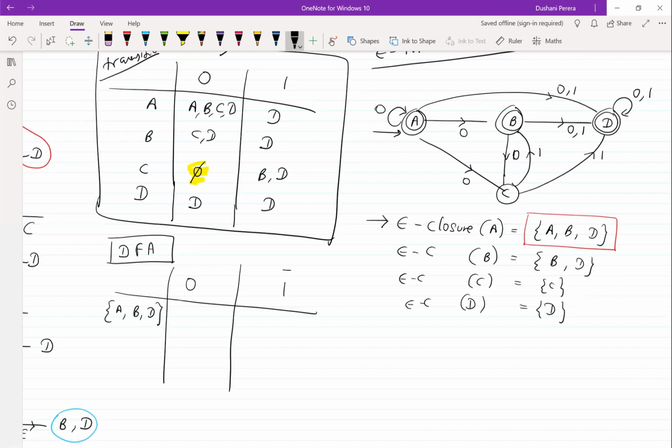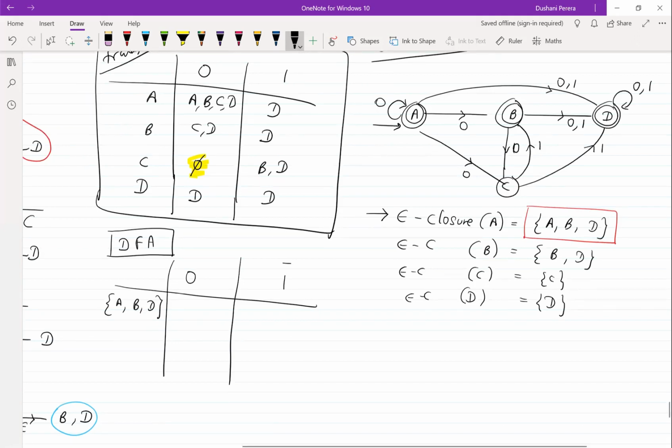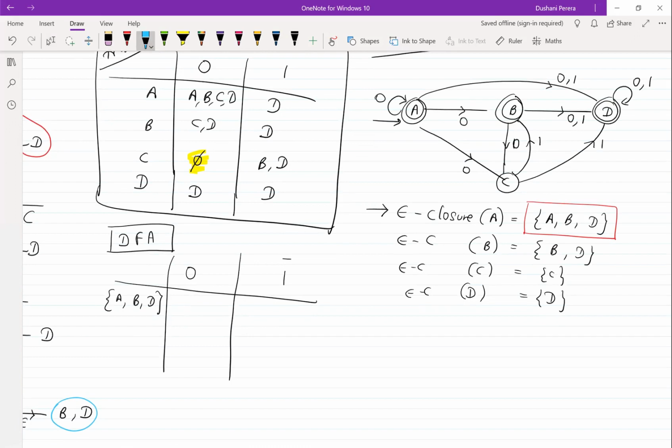Right? And now keep on filling the table just like we did before. Get the unions and all. Okay, so what is A, B, D? These two and this. You have to get the union of them.